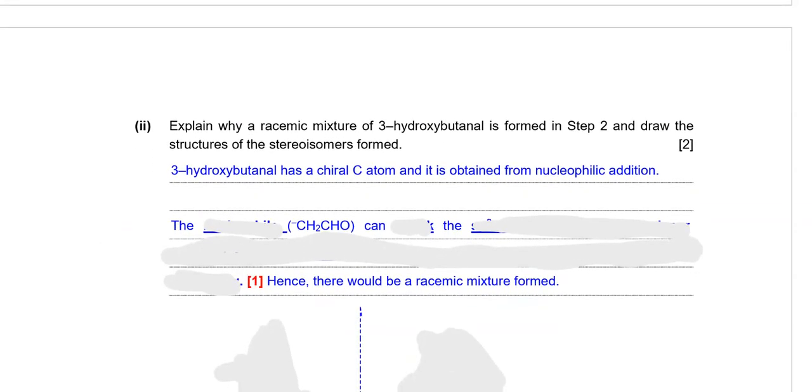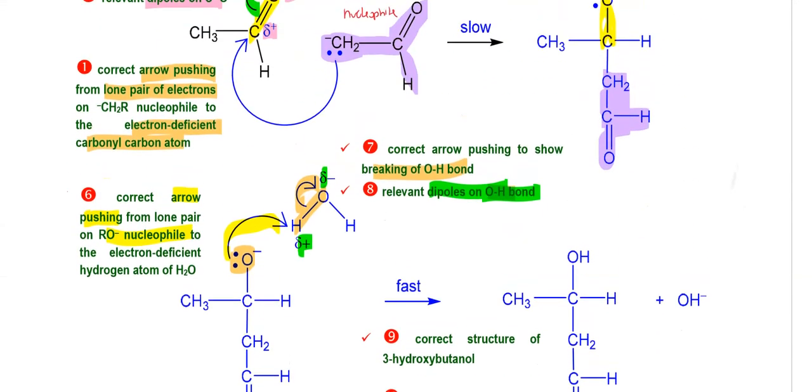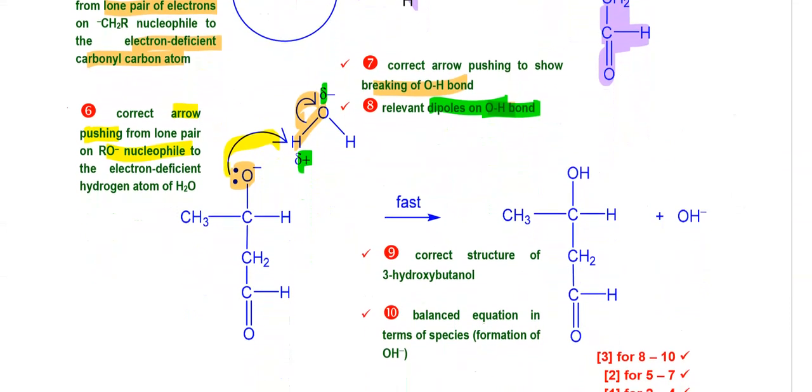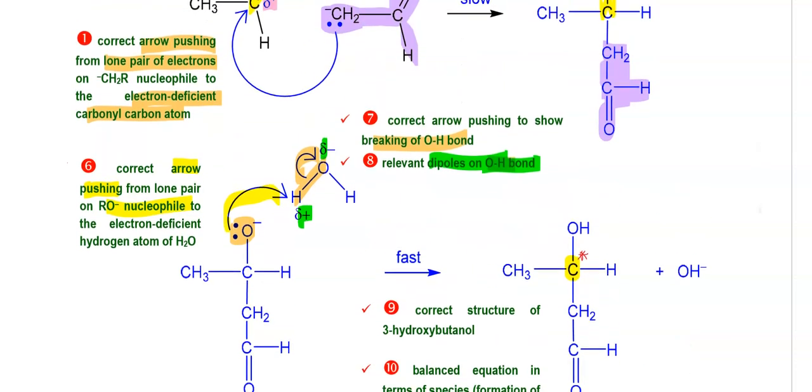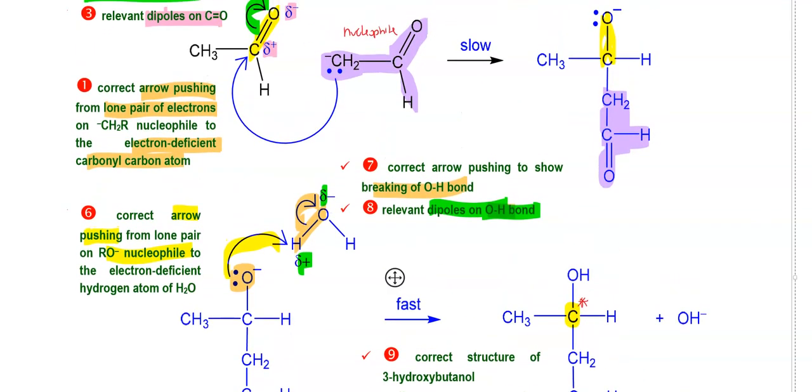Why is a racemic mixture of 3-hydroxybutanal formed in step 2? Draw the structure of the stereoisomers formed. So let's take a look. In step 2, this is the reaction mechanism. I hope you can see that you end up with a chiral carbon over here. This is the chiral carbon. And it is very obvious that this chiral carbon happens to be the delta plus carbon of the carbonyl compound.